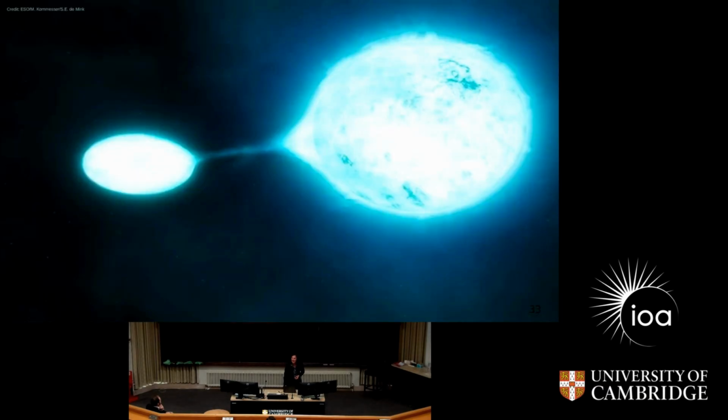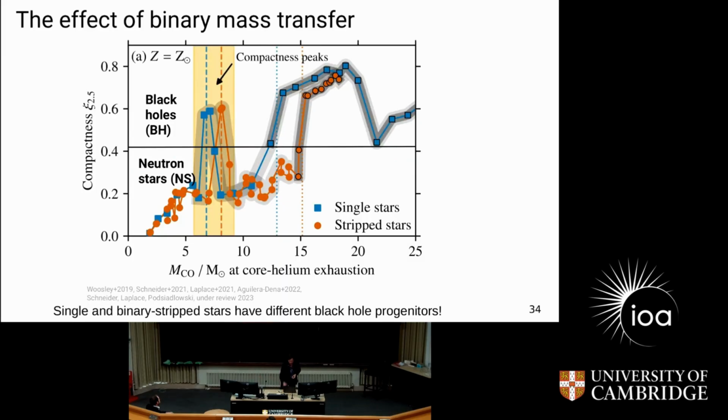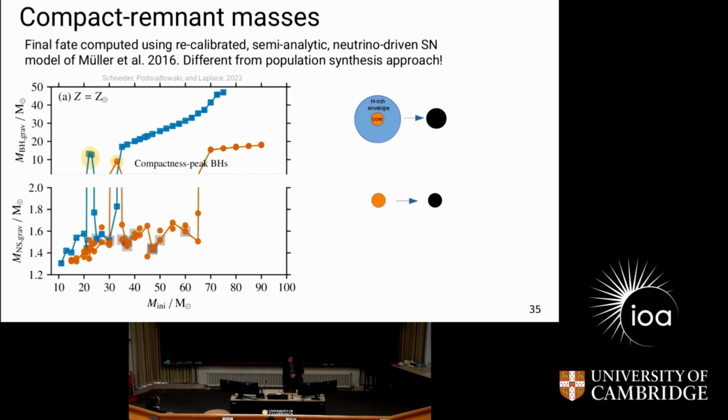And here is where I come back to binaries. Why does this matter? Because I told you before that the cores of binaries are different compared to single stars, right? And so what we find is that also where this compactness happens, where stars are prone to form black holes, is shifted in binaries compared to single stars. And we see that this has vast consequences. So basically, the stars that will form black holes will be different in binaries compared to single stars. And this is something we usually don't consider much.